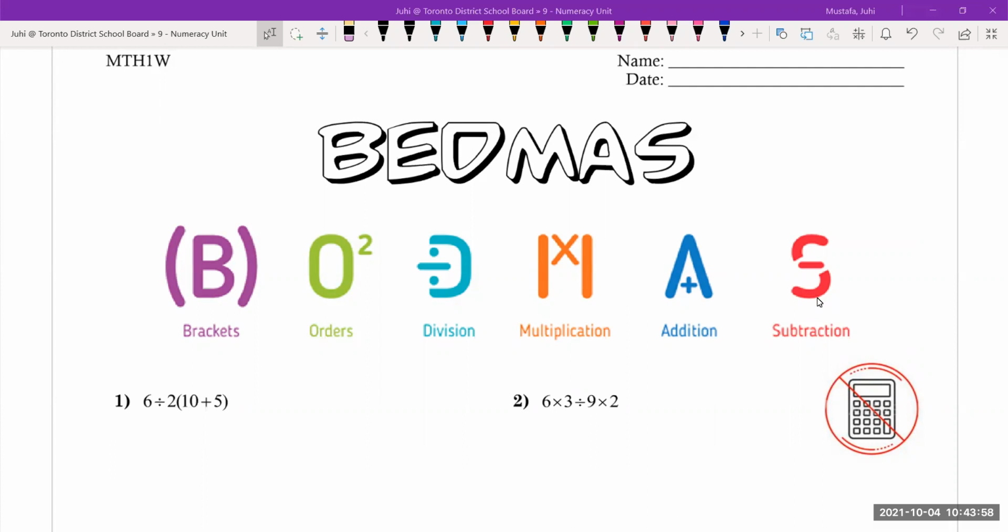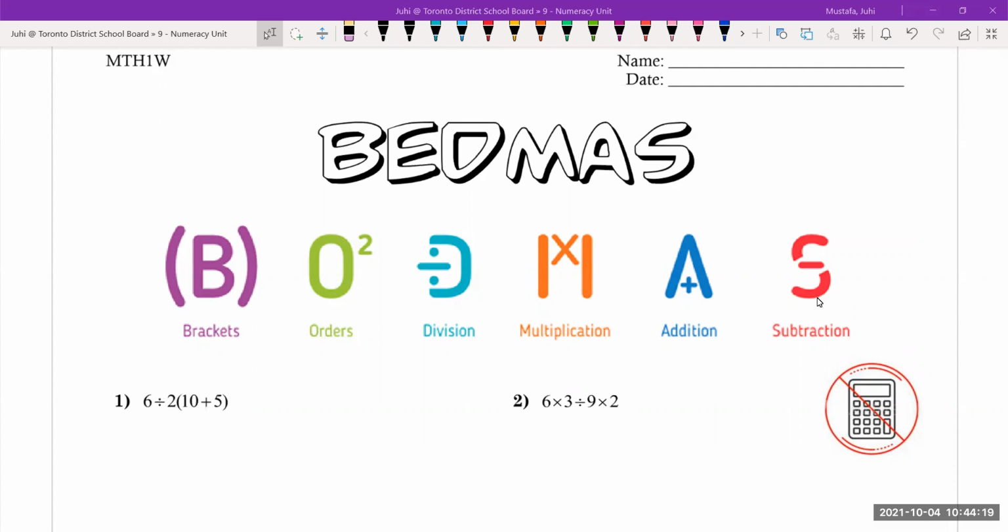I know it says O. I just like this image a lot because it was colorful. But really the O we consider to be an E and we call it exponents. Either way it works. So the B stands for brackets. The E stands for exponents, or another way to think about it is orders, which is what they have on the sheet. D is division, M is multiplication, A is addition, S is subtraction.